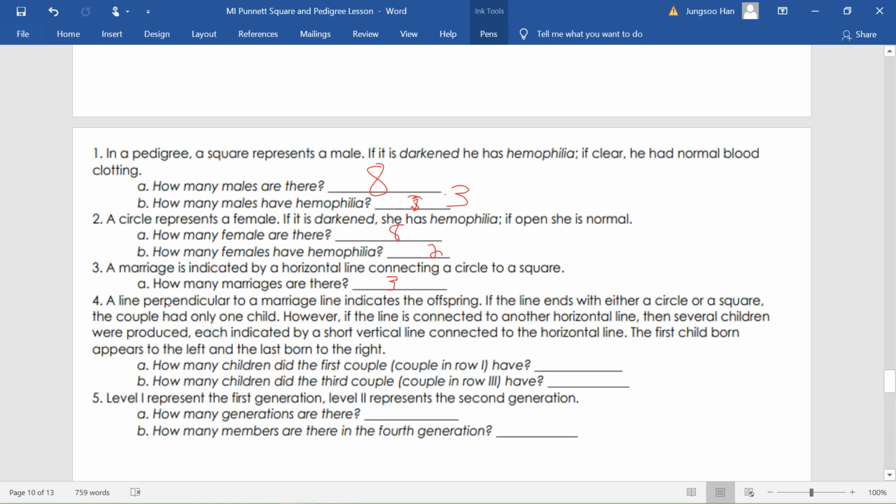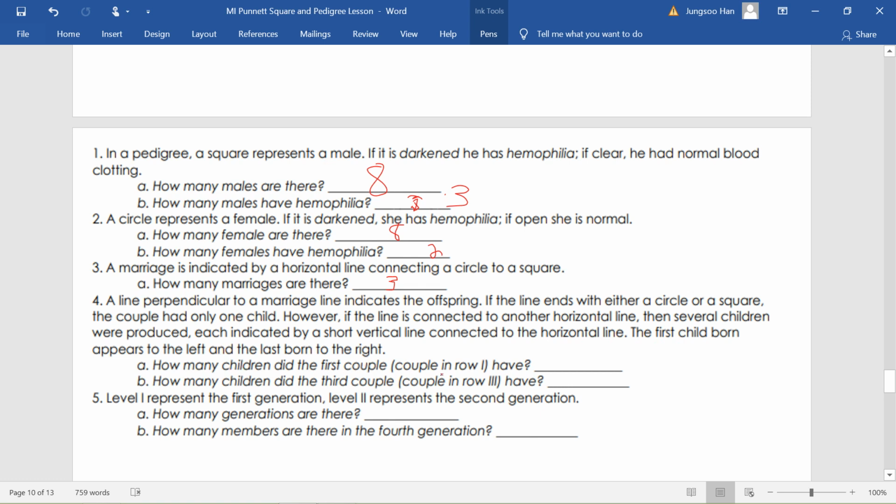A line perpendicular to a marriage indicates offspring. If the line ends in either a circle or square, the couple had only one child. However, if the line is connected to another horizontal line, then several children were produced, each indicated by a vertical line connected to the horizontal line. The firstborn child appears on the left, and the lastborn child appears on the right.